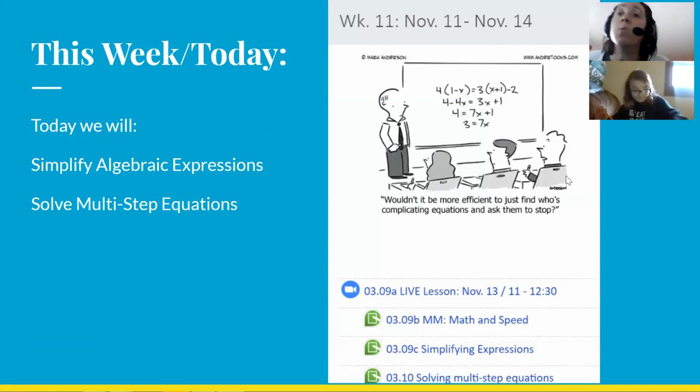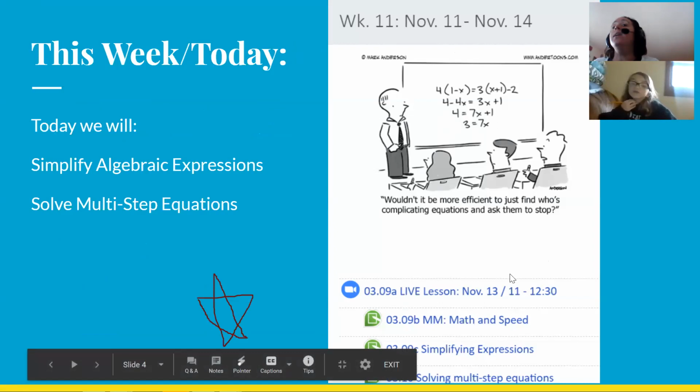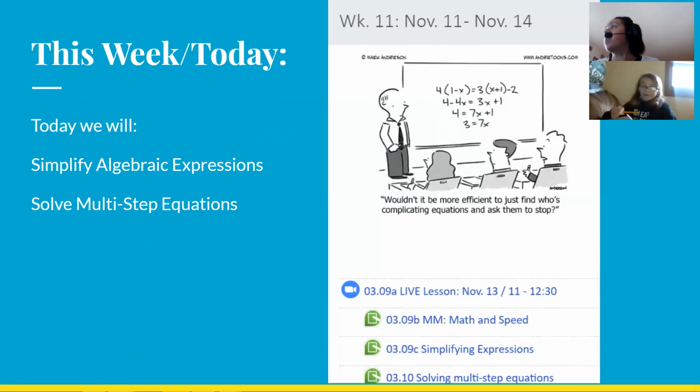So today we are going to simplify expressions and solve multi-step equations. So this is what is due this week. Ignore that live lesson. That is from the other class. But, you know, you get the idea. Your live lesson is today.